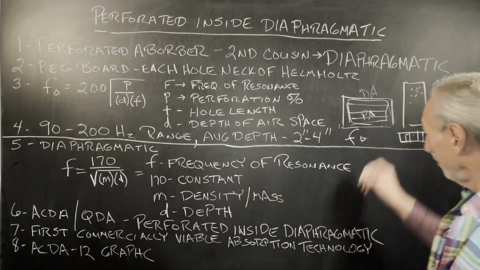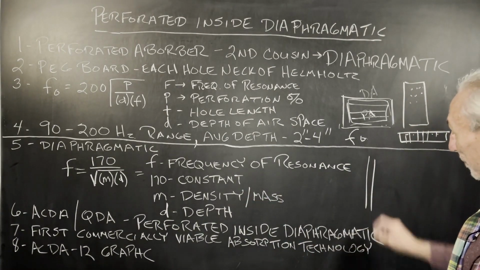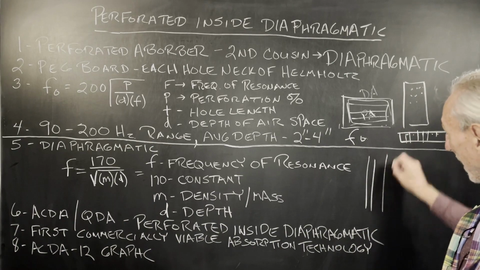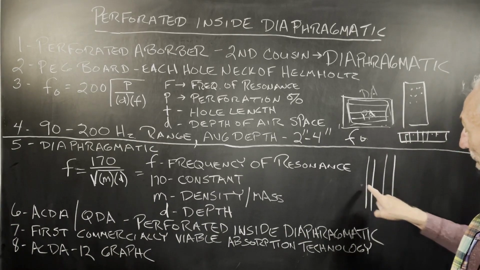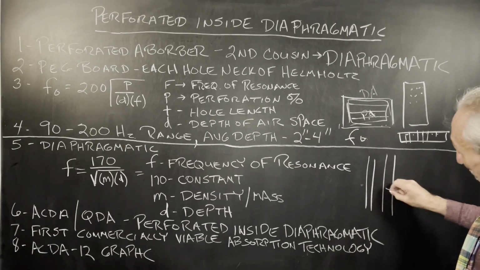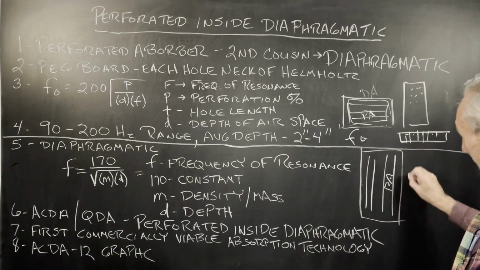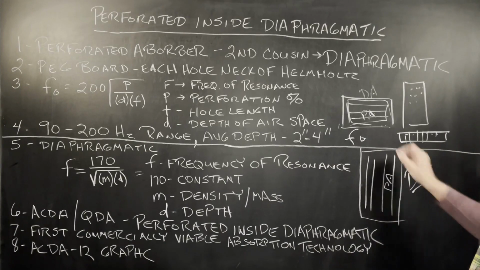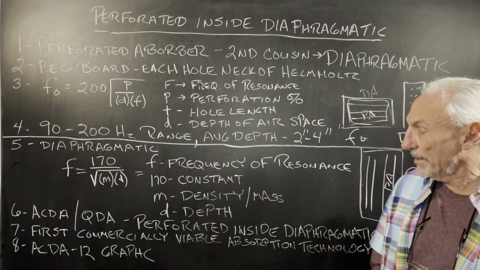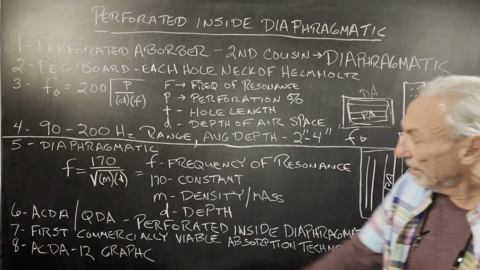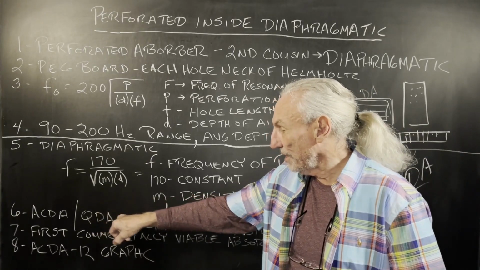And then what we did on the front, we put two walls that are out of phase. So if you look at it from the side, this is wall 1, wall 2, this is the perforated absorber, and that's all wrapped in a diaphragmatic absorber. So that's our technology, and that's how I came about it. So both the ACDA series and the QDA series.